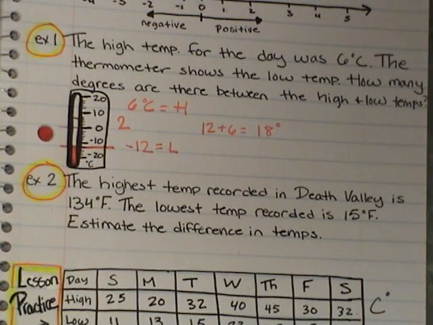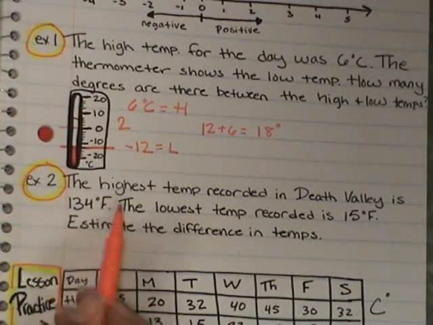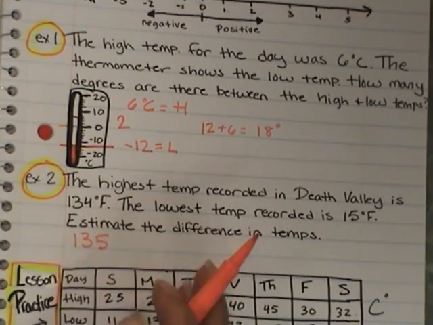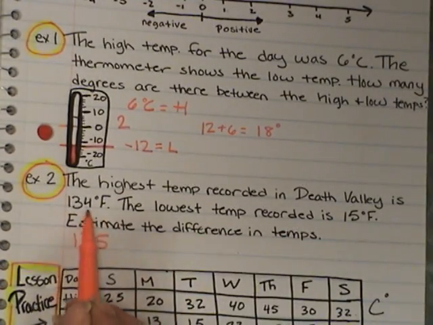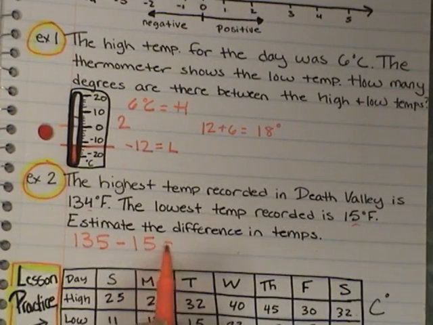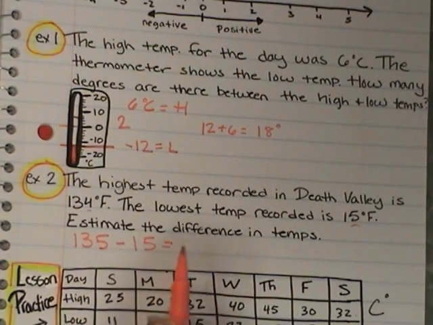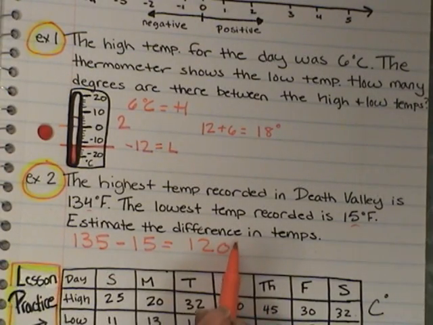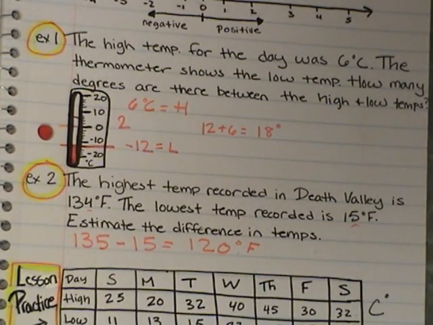Alright. What I would do, see if you did the same thing, is take 134 and make it 135. I'm only changing it 1 degree, and because I have a 4 here and a 5 here, which would make it easy to subtract 15. And when I subtract 15 from 135, I would get 120. Okay, so there's a 120 degree Fahrenheit difference from the hottest temperature, which is 134 degrees Fahrenheit, to the lowest temperature, which is 15 degrees Fahrenheit. So 120 degree difference. That's a lot.